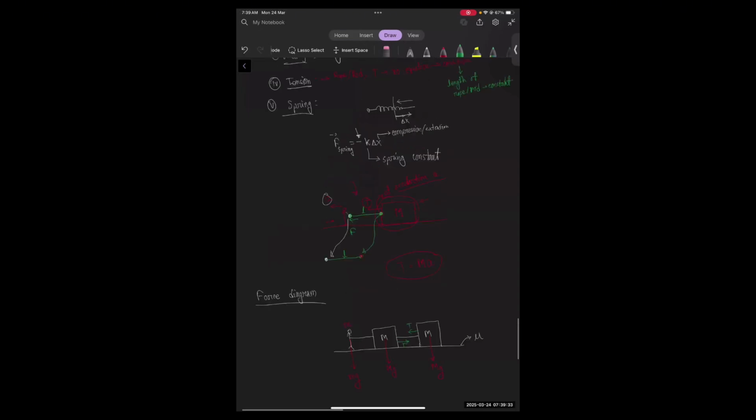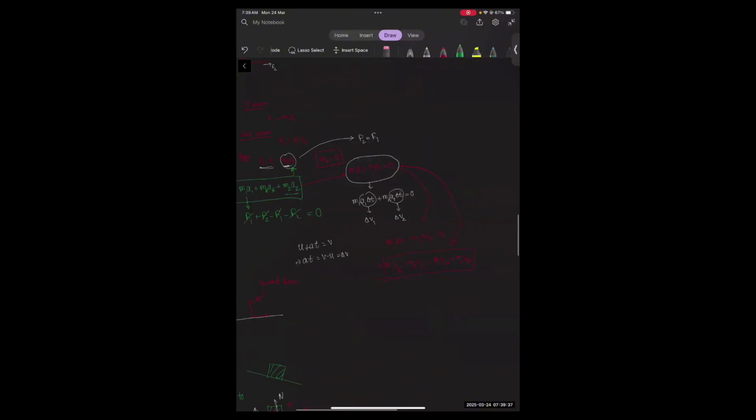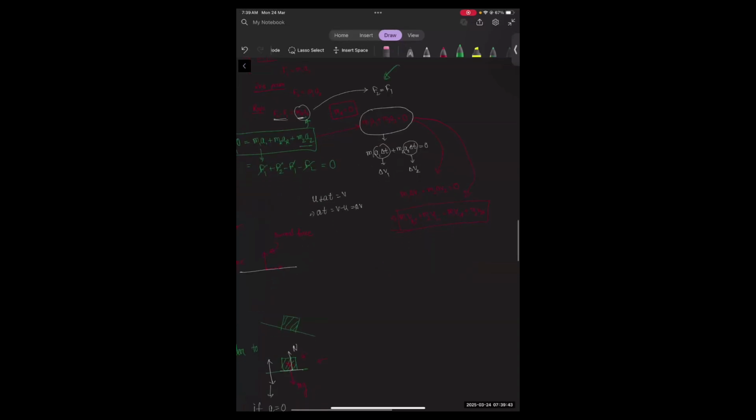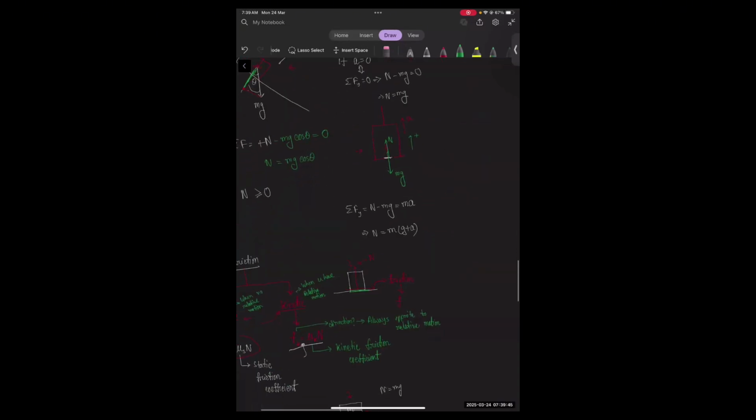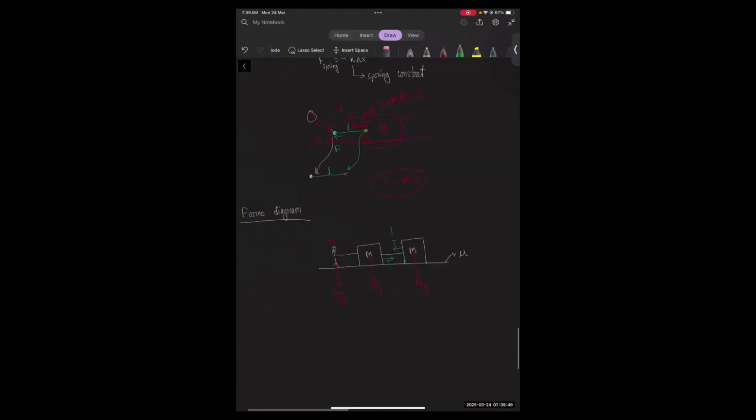Remember, we showed here, a rope, if it's massless, the force on both ends have to be equal. But for the direction, I will leave it up to you guys to figure out why it is in the opposite direction. It's not that hard. I believe you can do it.